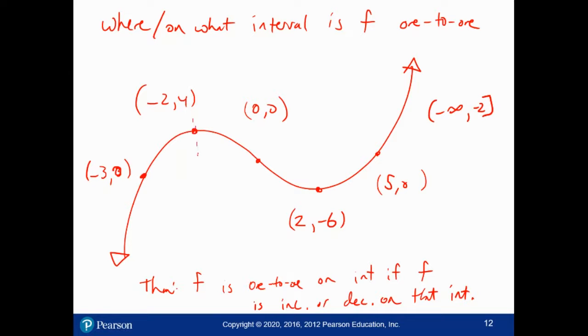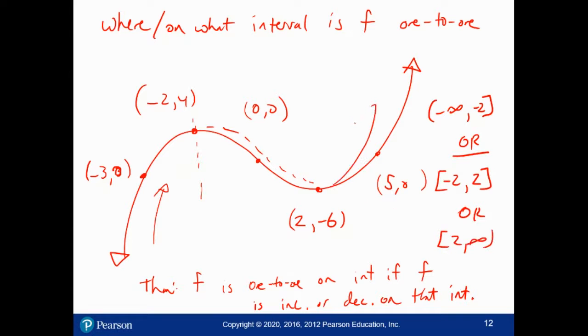Because if I cut the graph off here, the function was just increasing, and where the function is increasing, it's 1 to 1. Or it's 1 to 1 from -2 all the way to 2, because here the function is decreasing. Or it's 1 to 1 from 2 all the way to infinity, because now it's increasing again. It's 1 to 1 on each one of these intervals, but it's not 1 to 1 overall.